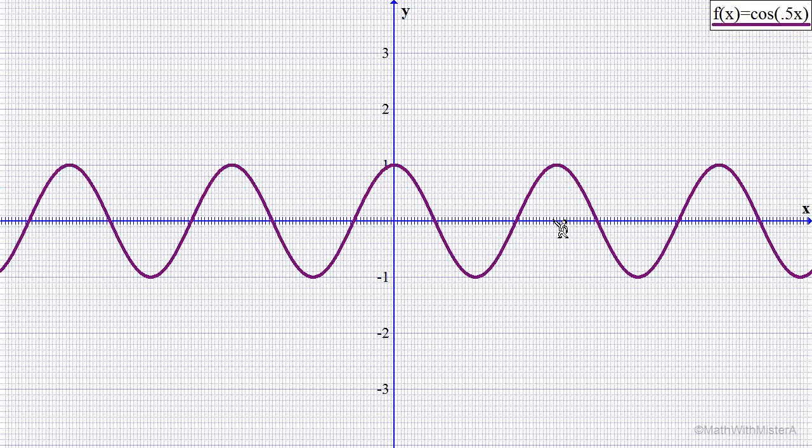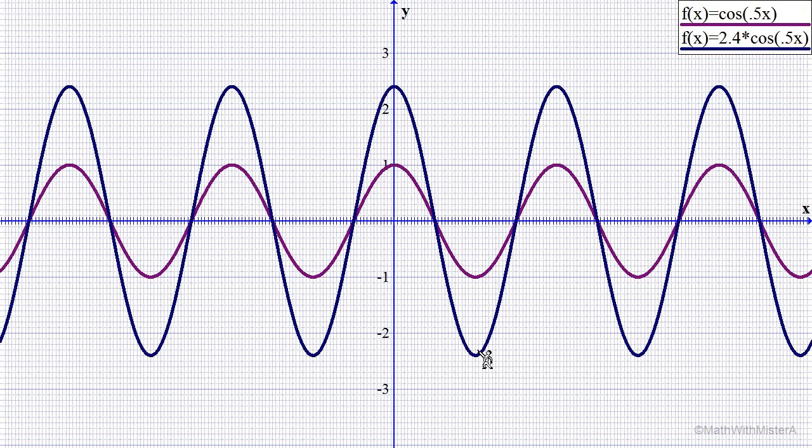The next transformation I'll do is going to be the vertical stretch, the times 2.4. So every peak used to be at 1, now they're going to be up at 2.4. All the valleys from negative 1 are going to be pulled down to negative 2.4. Next transformation will be, well, we only have one left in this example.